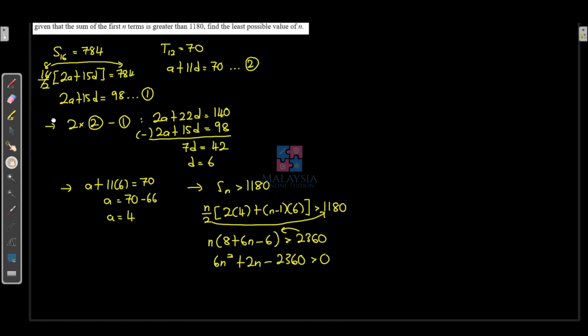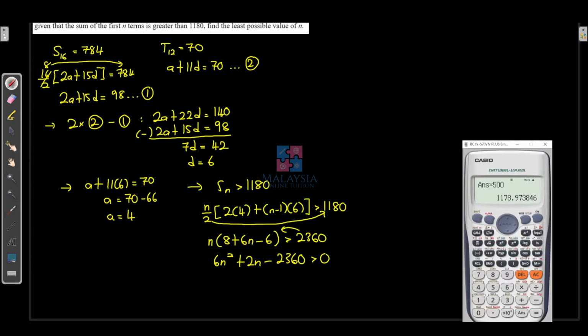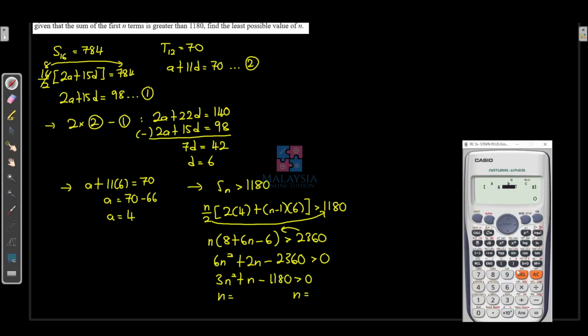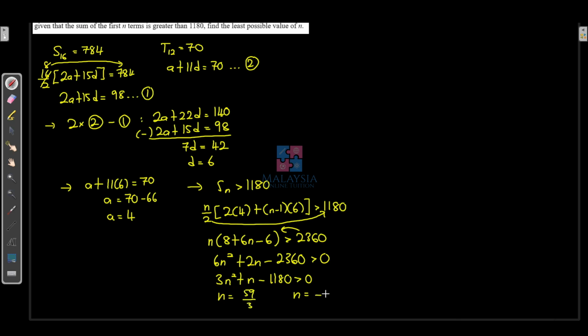Okay. So now we have to solve this quadratic, okay? And I suggest you to just use the calculator. Oh wait, actually we can divide everything by 2. So 3n squared plus n minus 1180 greater than 0. So then we will have the n to be what? Okay, before we solve the inequality. So we change, this is 3, this is 1, this is negative 1180. We get 59 over 3 and negative 20.